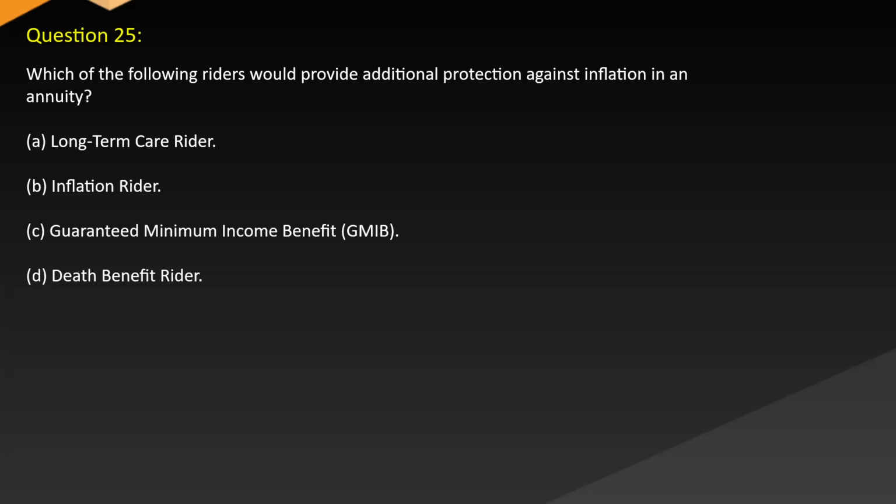Question 25. Which of the following riders would provide additional protection against inflation in an annuity? A. Long-term care rider. B. Inflation rider. C. Guaranteed minimum income benefit, GMIB. D. Death benefit rider. Answer B.